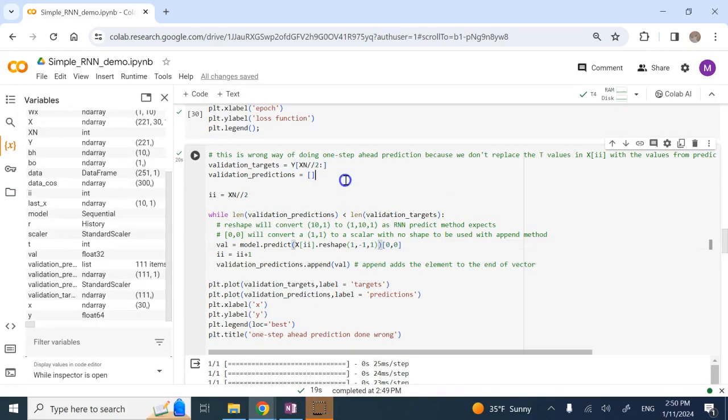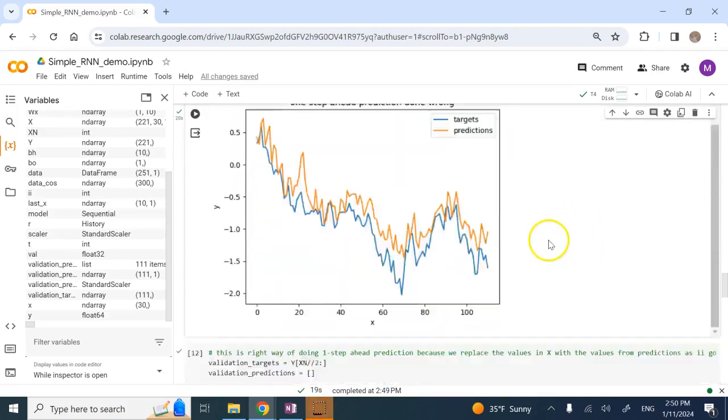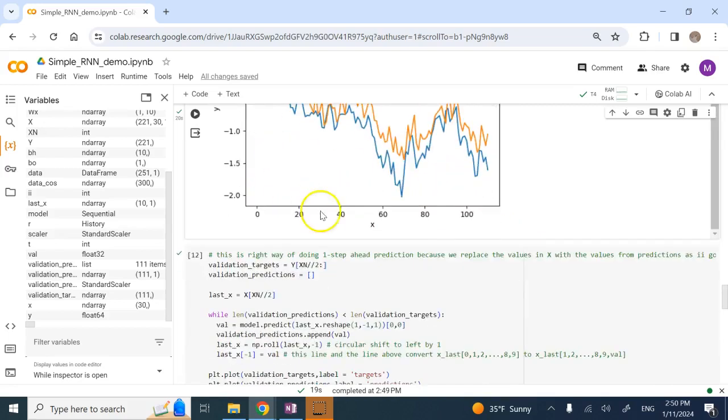Okay, so now we go with that wrong way of doing one step. See what it does for us. And you see it's not bad really. Of course, these are the scaled version of the data, both the target and the prediction. These are not the original ones, but you see that it's not really bad. I mean, it kind of goes with the trend. But remember, this is the wrong way of doing it, right?